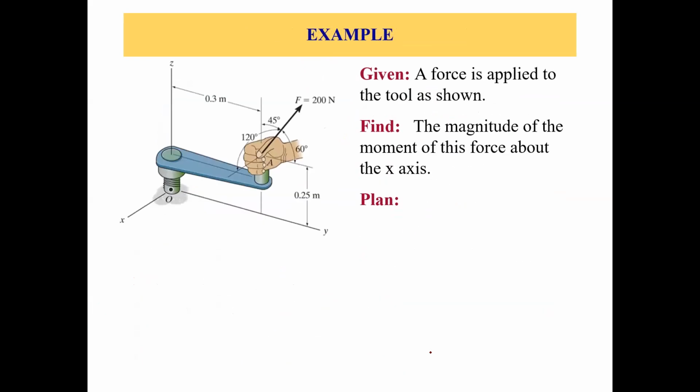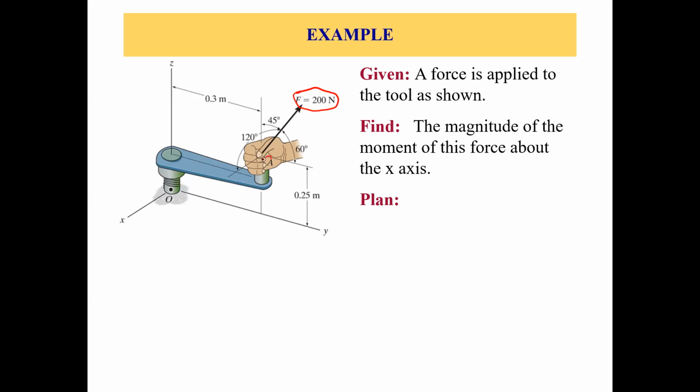All right, let's move forward. Let's do some example. In this problem, as you can see on the screen in this figure, we have a force F, which is 200 newtons, shown by this black arrow.